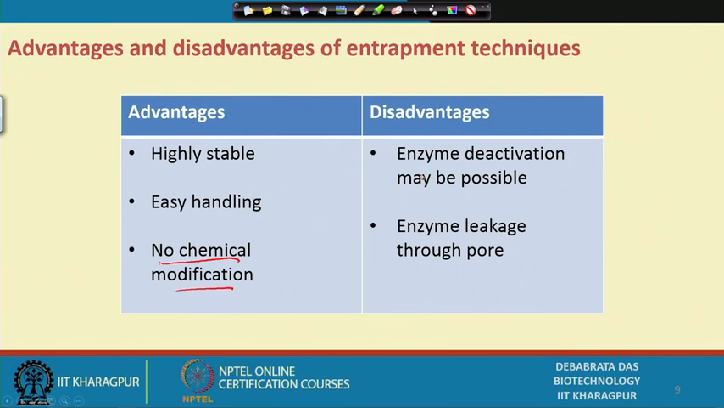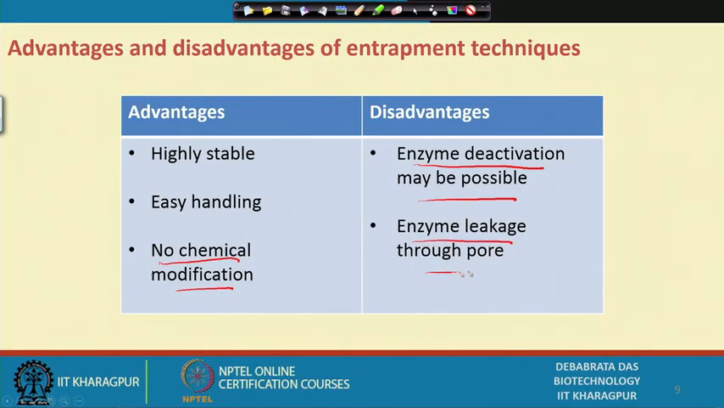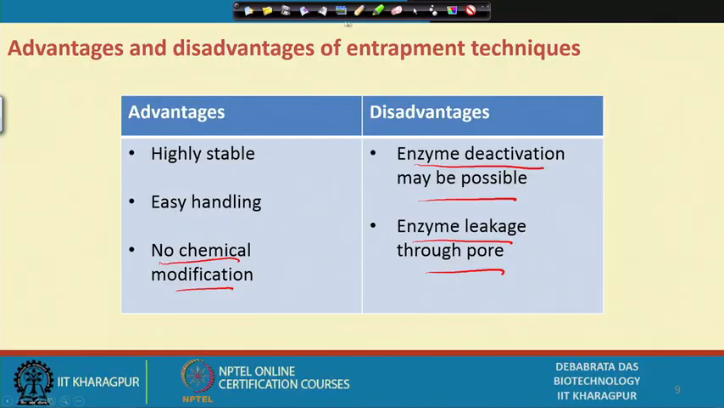But the disadvantage is that enzyme deactivation may be possible, because your matrix may have some kind of material which affects the active site, and then deactivation will take place. Also, enzyme leakage through the pores. If the pore size of the capsule is large, then the enzyme may percolate out from the system.